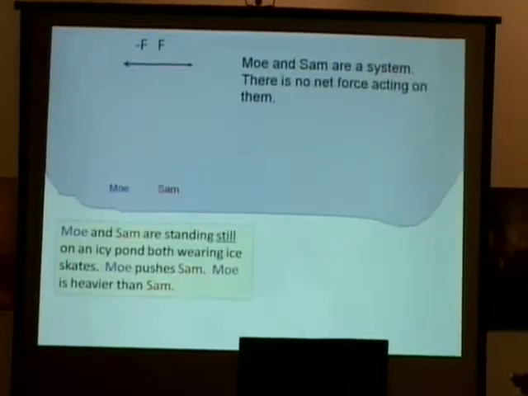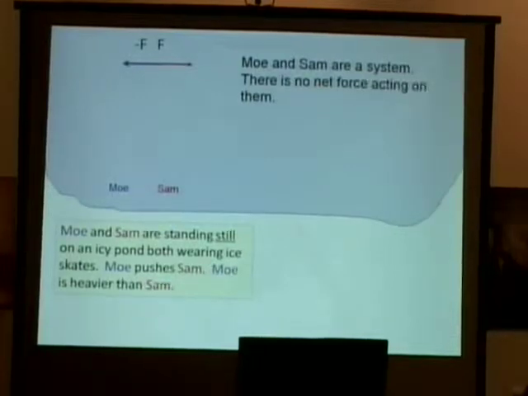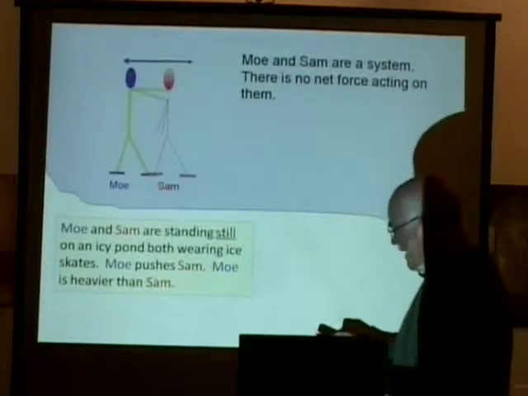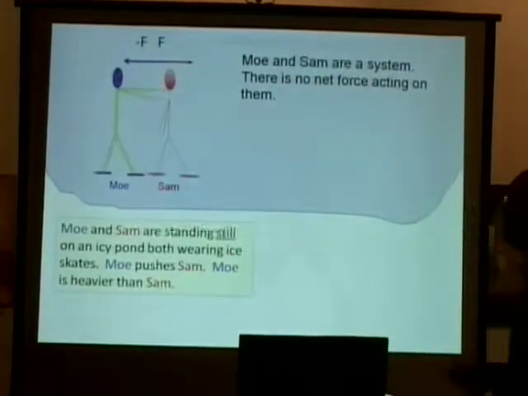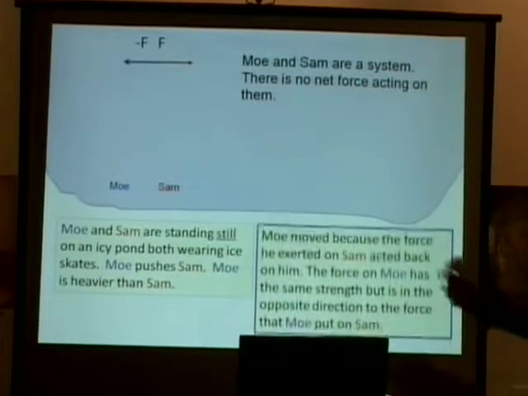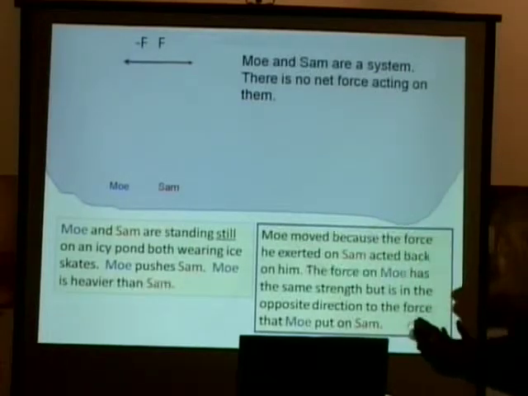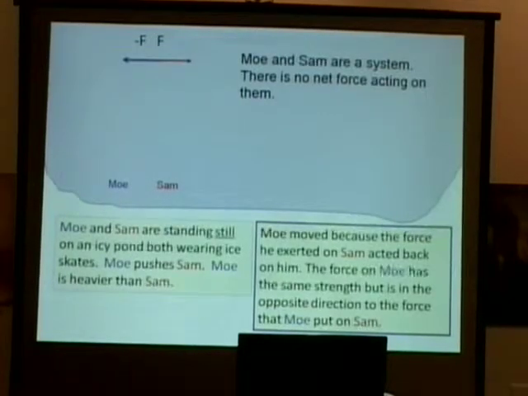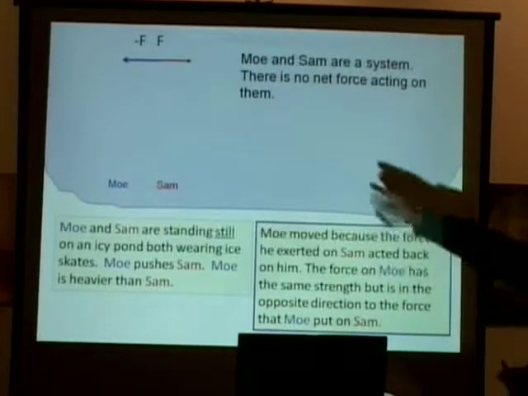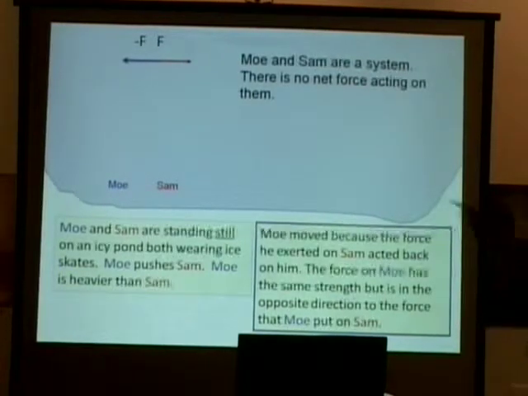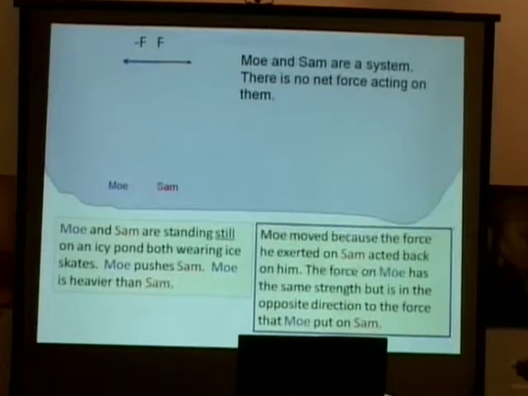And the reason for all that, let's just take a look at it again. So there's a force, which I tried to show. Mo pushes Sam, and is probably a little surprised that he moves backward. But now we know why that is, because the force that Mo exerted on Sam acted back on him and made him move. The force was the same strength as what he exerted on Sam, but it's in the opposite direction, so that's why he went that way. And because he's heavier, he moves slower. Okay?